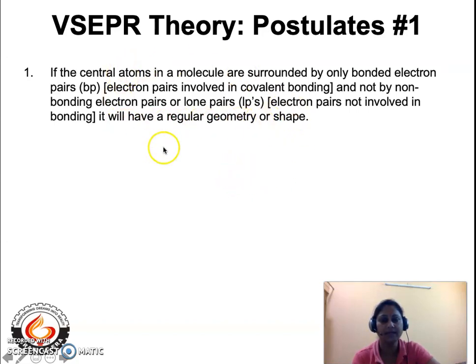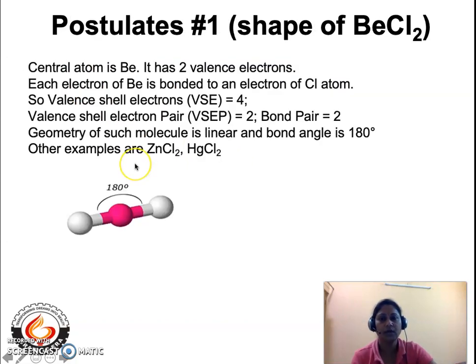So let us understand this postulate by taking the example of simple covalent molecules. Now let us see the shape of beryllium chloride. This is a covalent molecule, and beryllium is the central atom. Let us see this diagram. This is a picture of beryllium chloride. There are 2 chlorine atoms to which the beryllium is joined by covalent bonds. So there are 2 covalent bonds. The beryllium is the central atom and the 2 chlorine atoms are the surrounding atoms.